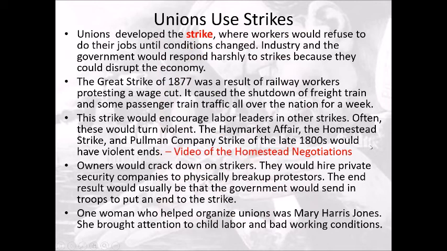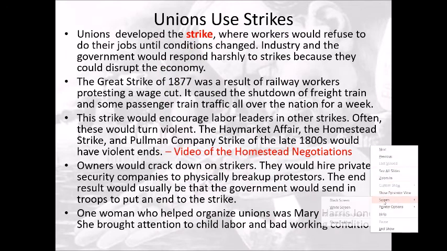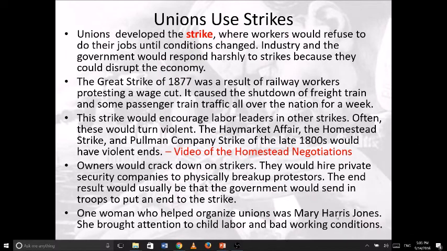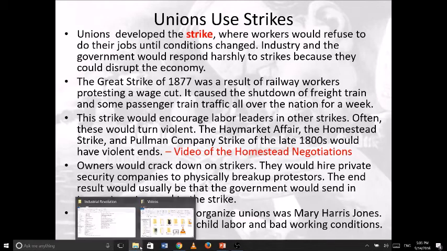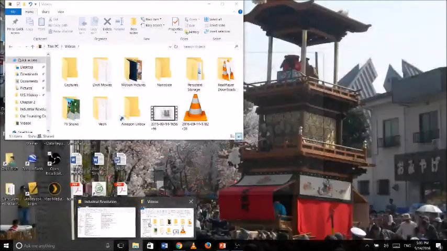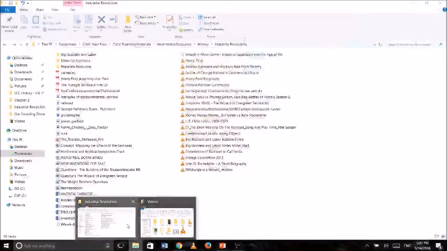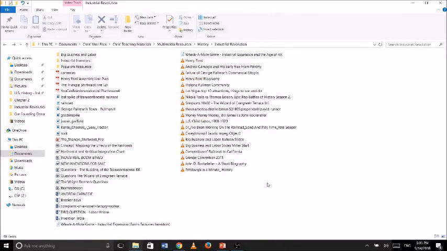I want to go back for a second and examine the Homestead Strike, because this is one of the more famous strikes in U.S. history, and it involved Andrew Carnegie's steel organizations.